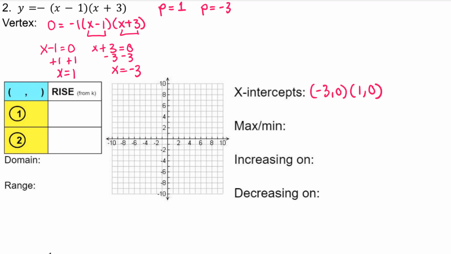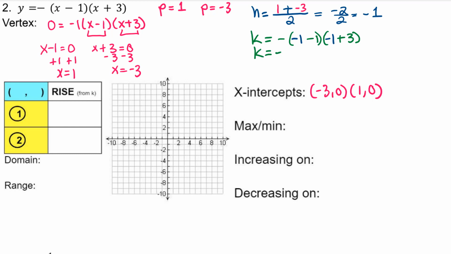Let's use p and q to find the vertex. H, or the x part of the vertex, is equal to p plus q over 2. We can solve for k by plugging in the h value into the original equation for x. This is basically a -1 times a -2 times 2, so k is equal to 4. That makes our vertex -1, 4.